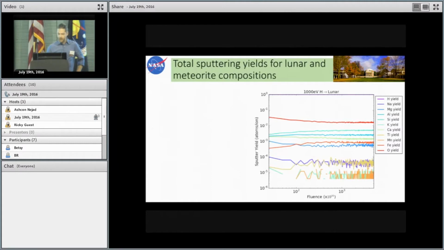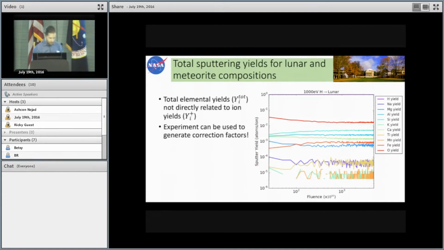So we ran this program for more complex compositions, and here's just an example of the program run for a typical lunar soil composition. And we see that we get this depletion in lightly bound elements, again, the oxygen, magnesium, potassium, things with low surface binding energy are going to deplete from the surface, and we see an enrichment in other species such as the iron and titanium, the species with a higher surface binding energy. They become enriched on the surface.